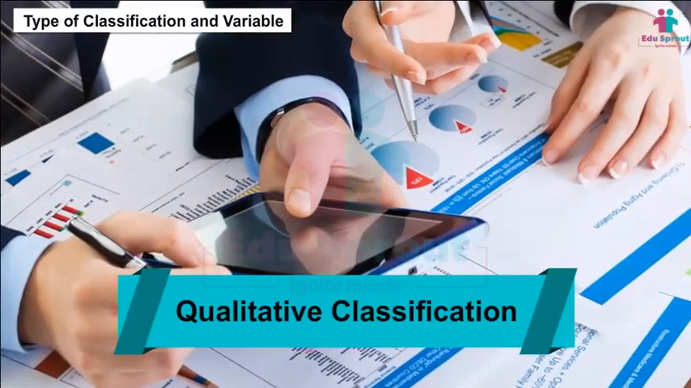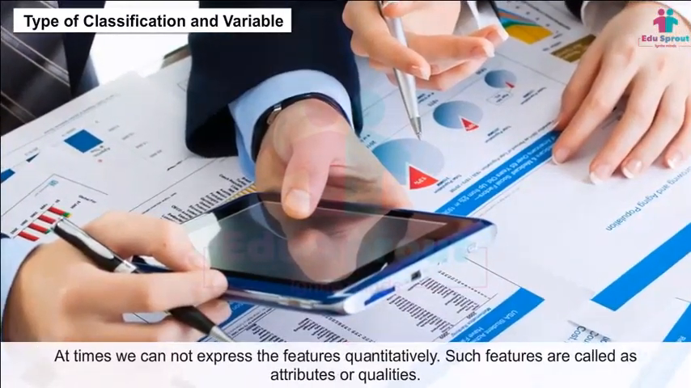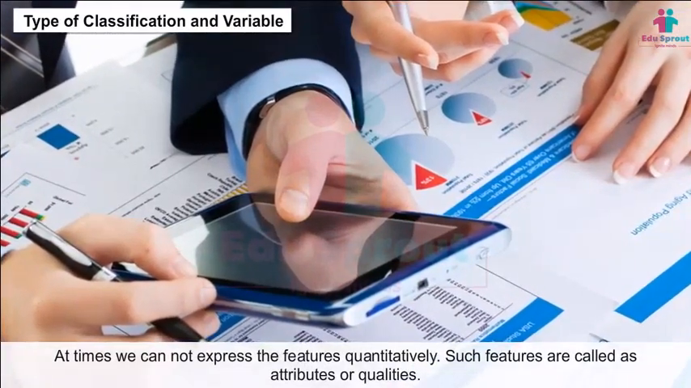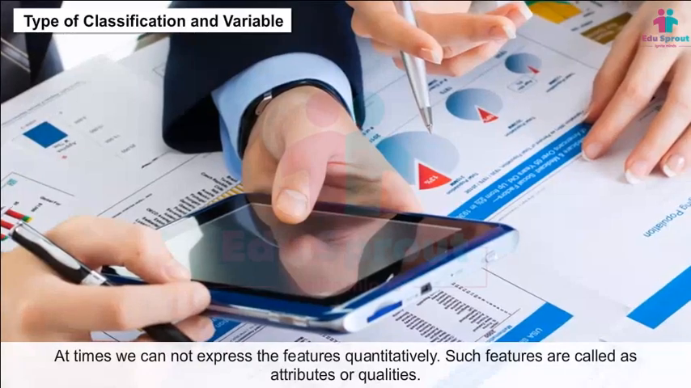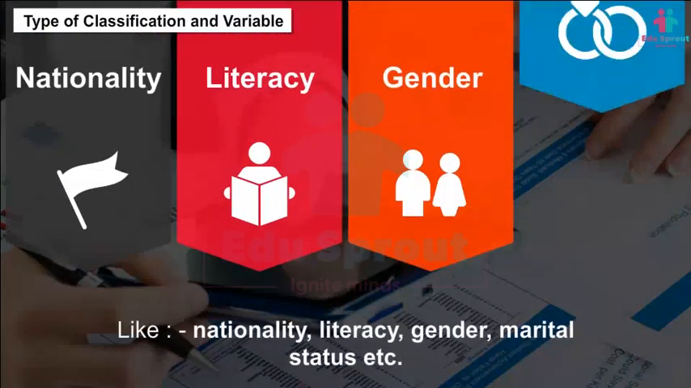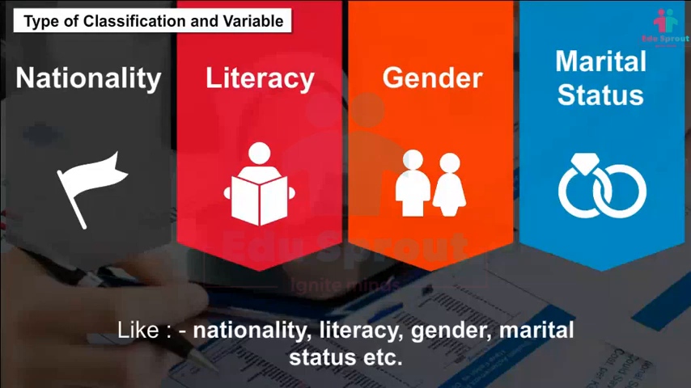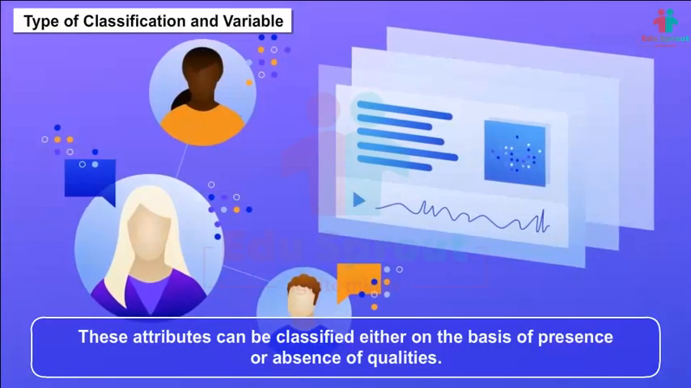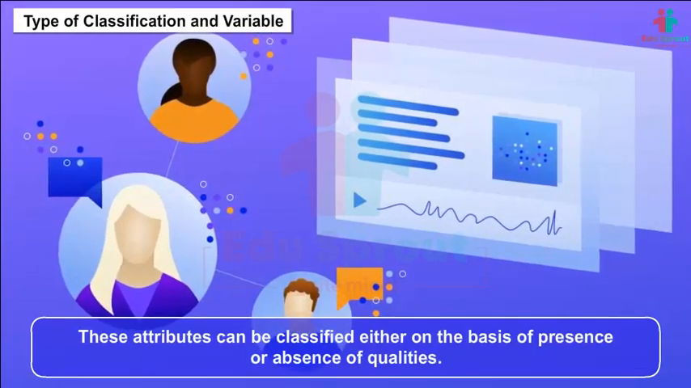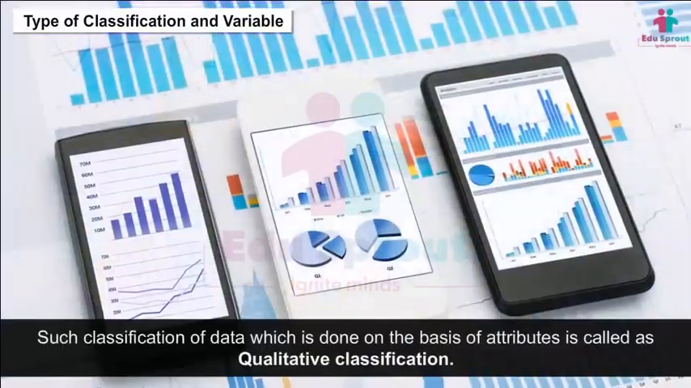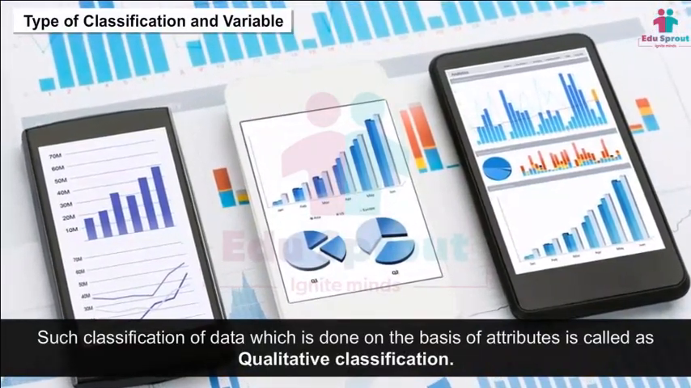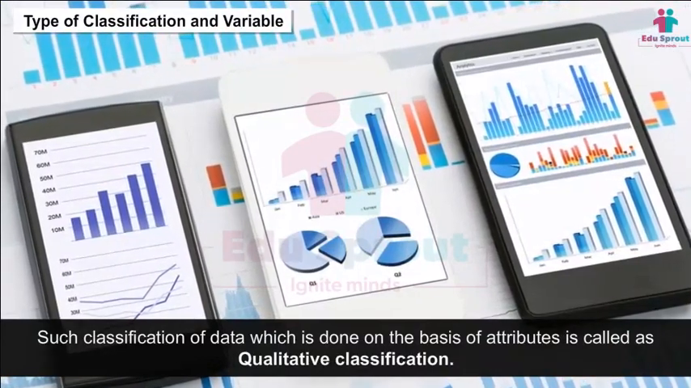Qualitative classification. At times, we cannot express the features quantitatively. Such features are called attributes or qualities, like nationality, literacy, gender, marital status, etc. These attributes can be classified on the basis of presence or absence of qualities. Such classification of data, which is done on the basis of attributes, is called qualitative classification.